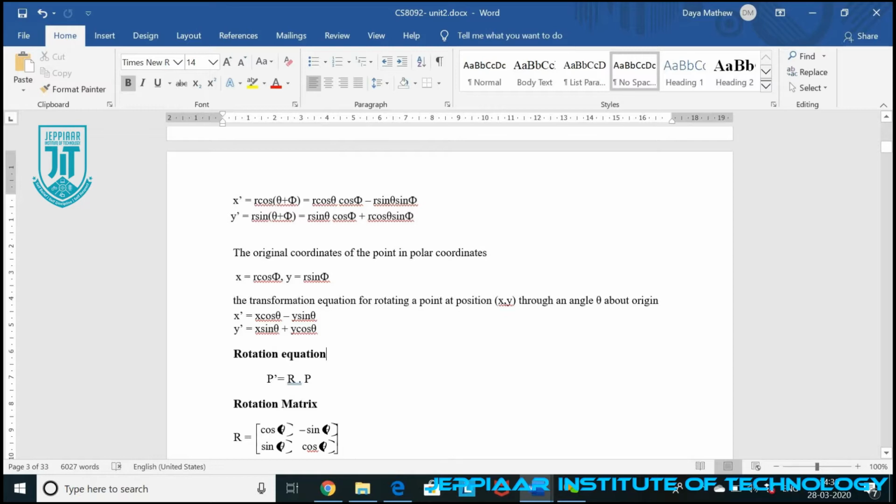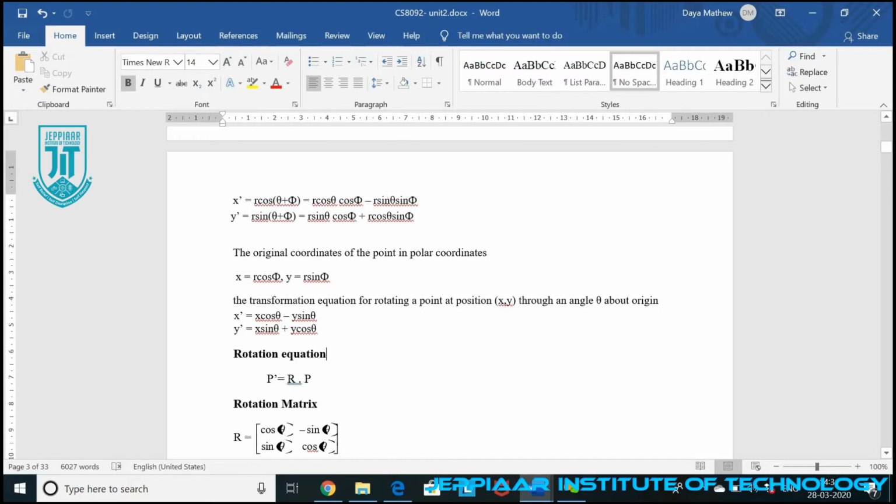Theta is the angle through which you are going to move the object, and phi is the original angle of the old coordinates x, y. So the original coordinates of the point are x equal to r cos phi and y equal to r sin phi. Now if you substitute r cos phi and r sin phi in this equation, you will get the new coordinates x dash, y dash as x dash equal to x cos theta minus y sin theta, and y dash equal to x sin theta plus y cos theta.